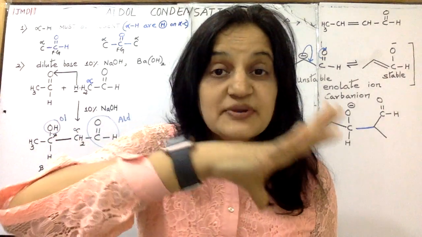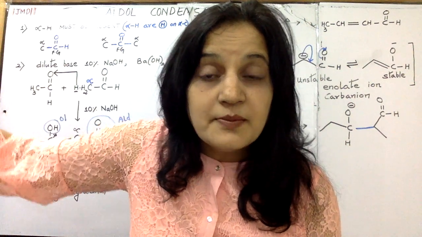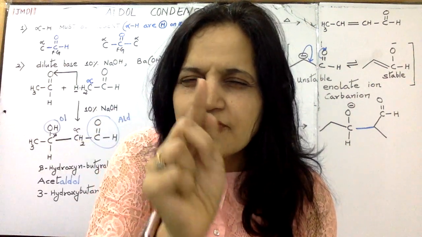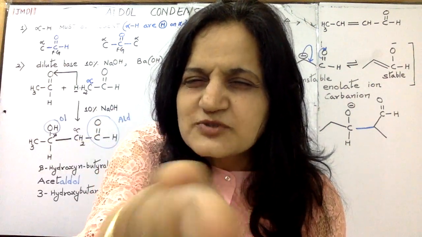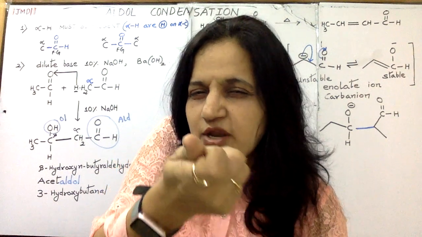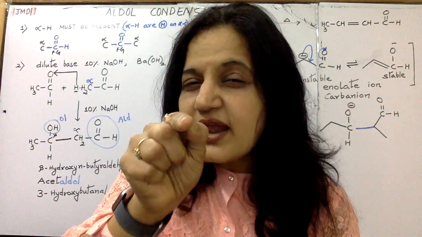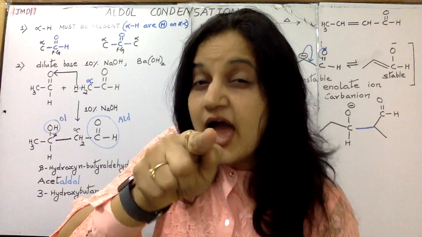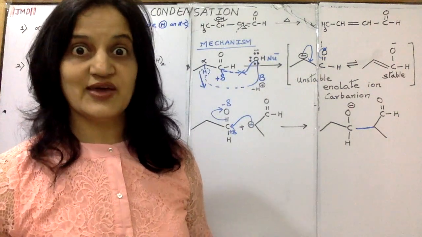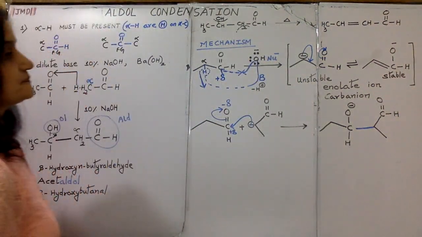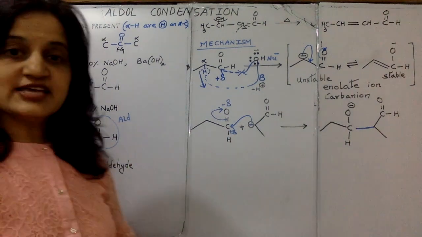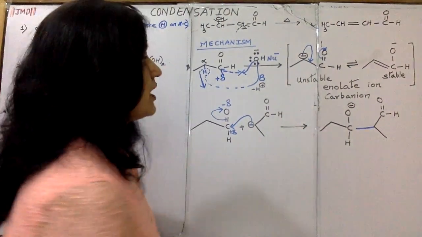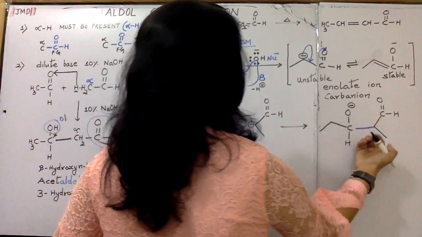So whenever the carbon chain has alpha, beta, gamma carbons, you have to be very careful that the abstraction of the proton is only from the alpha H, and the carbanion, the negative charge, is on the alpha carbon and not anywhere else. So during aldol condensation, a new carbon-carbon bond is formed, and this results in the formation of an alkoxide ion.